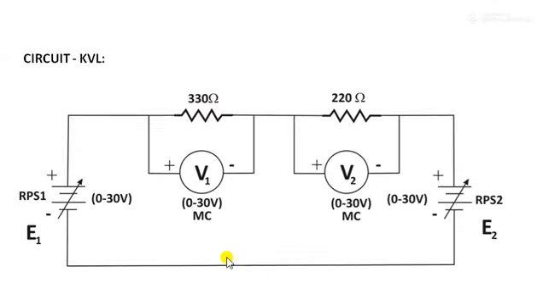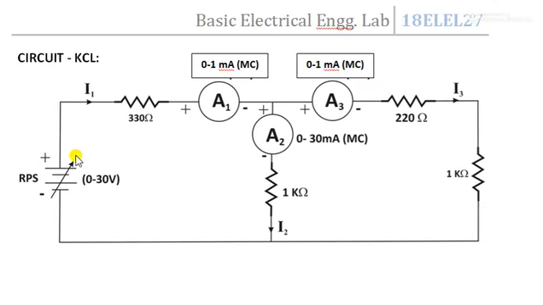Now let us go to the figure of the KCL. You can see here the RPS is 0 to 30 volts, 3 ammeters A1, A2 and A3, 4 resistances: 330 ohm, 220 ohm, 1 kilo ohm and 1 kilo ohm resistance.